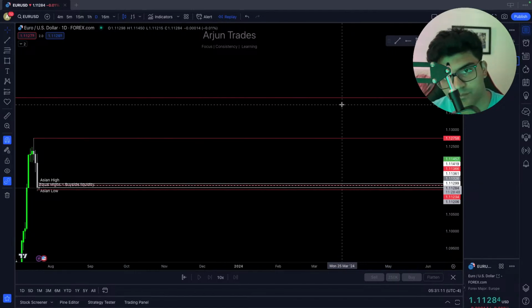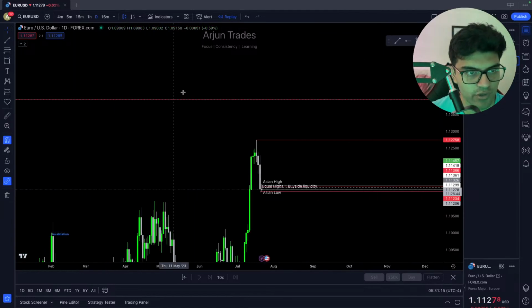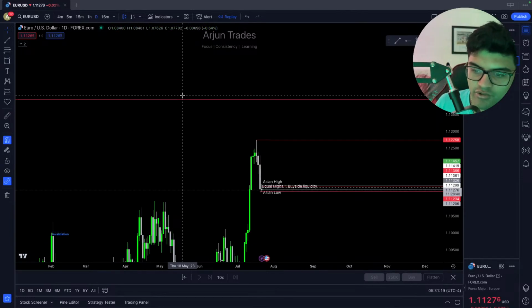Then after that, it's here, this big figure number, 1.13950. You could basically just say 1.14, which is right above there, which is a big psychological figure as well. Definitely that. Nice, nice.